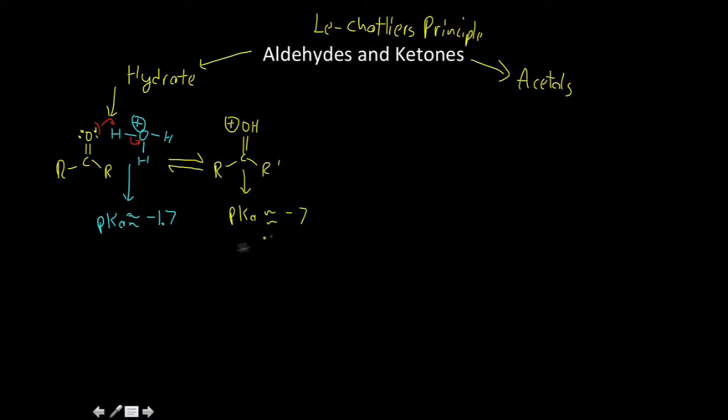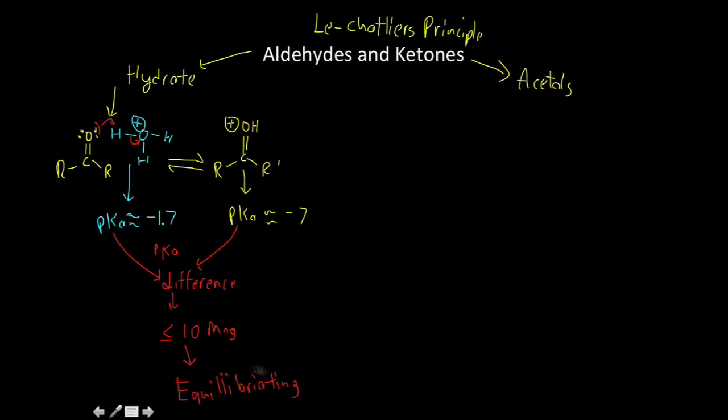But one of the things we often use, a rule of thumb in understanding this reaction, is that anytime the difference between your two pKa values, so I'm just going to say here's the difference, is less than or equal to 10 orders of magnitude, then obviously anytime this is the case, you're going to get an equilibrating reaction. This reaction is going to be equilibrating.